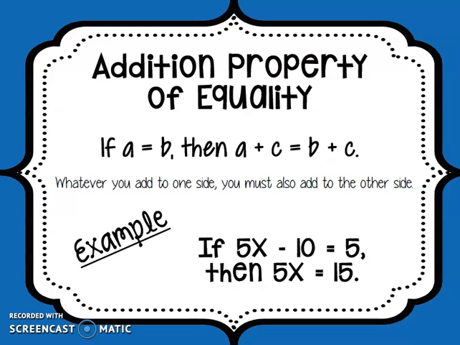Addition property of equality. These next few properties are the ones that just allow us to go through the steps of an equation, which is why we're talking about this in this unit. The addition property of equality is what happens when you add something to both sides. In the very top, they added C to both sides. In the example at the bottom, to solve this equation, they add 10 to both sides. So it's addition property of equality. And again, that just means that what you add on one side, you're adding on to the other side.